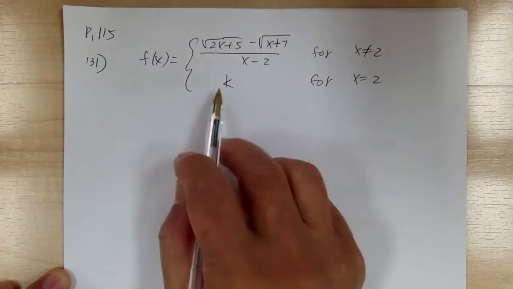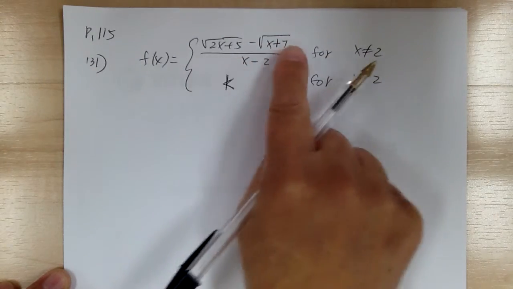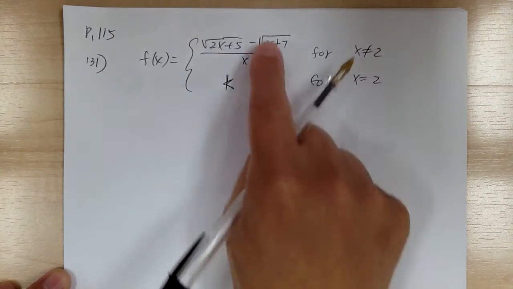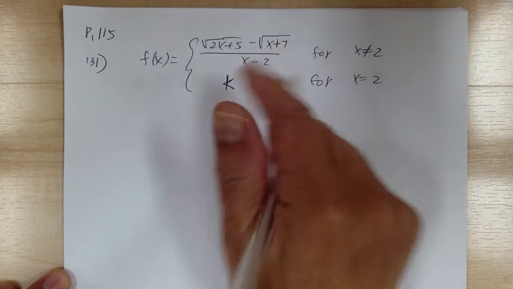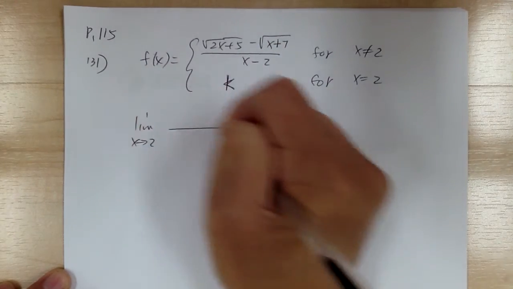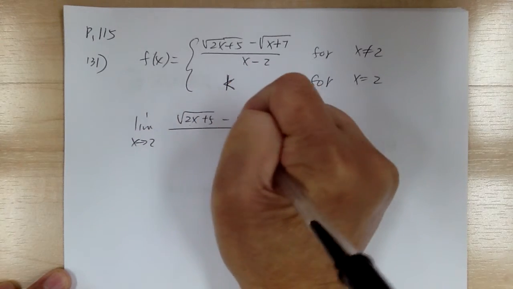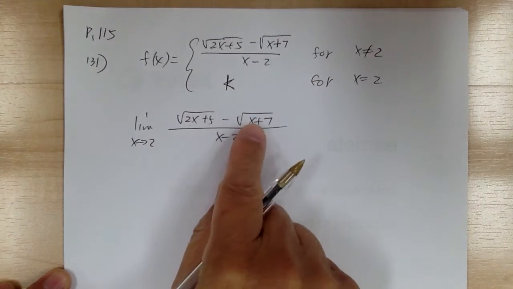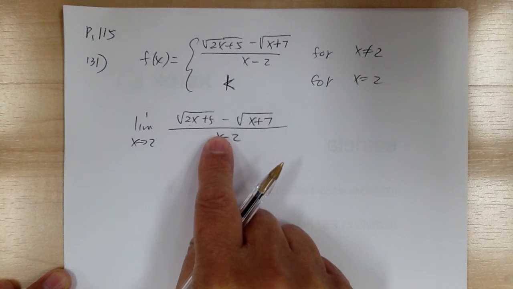Now in order for this to be continuous, the limit as x approaches 2 will equal the value at x equal to 2. So they have to be equal to each other. So to find this, you need to find the limit as x approaches 2. You need to find out what this is equal to, and it will be the value of k. So k will have to equal the same value.